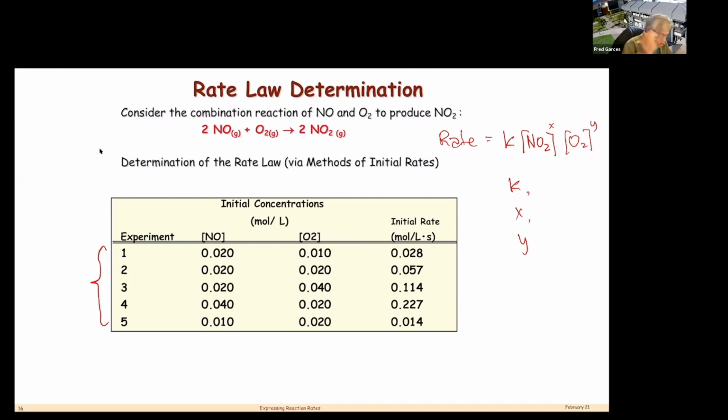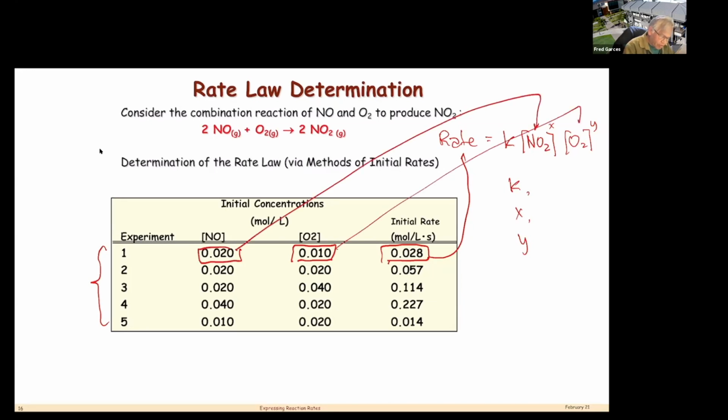Let me just show you what's going on. This is the speed of the reaction, that's the rate. And these are the concentrations of these chemicals. This is NO and this is O2. So for the first experiment, we can say 0.028 is equal to k times 0.020 to the X, times 0.010 to the Y.